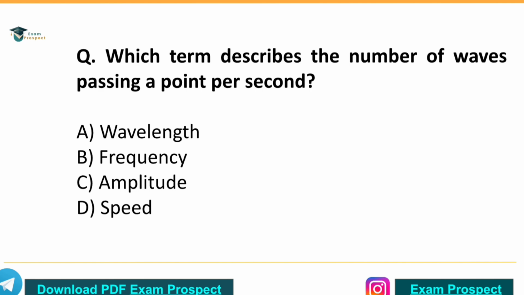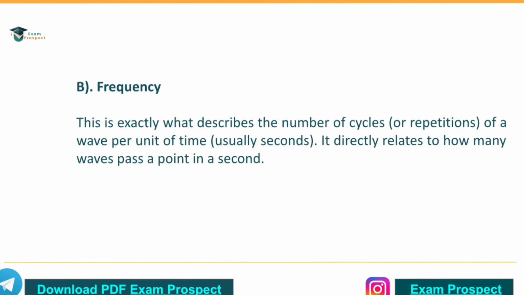Next question. Which term describes the number of waves passing a point per second? The correct answer is option B, frequency. This is exactly what describes the number of cycles or repetitions of a wave per unit of time, usually seconds. It directly relates to how many waves pass a point in a second.